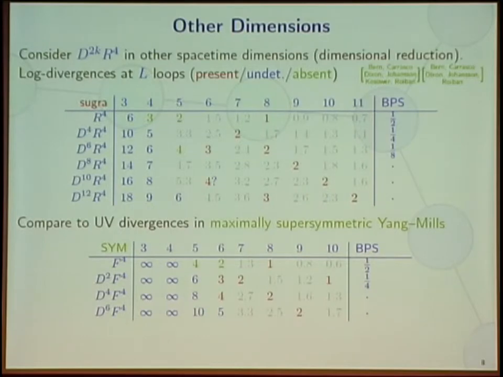So then we can compare these divergences, because there is a similarity between N=8 supergravity and N=4 super Yang-Mills. We can compare to the UV divergences that one finds in super Yang-Mills in higher dimensions. Well, certainly in 4 dimensions there are none.